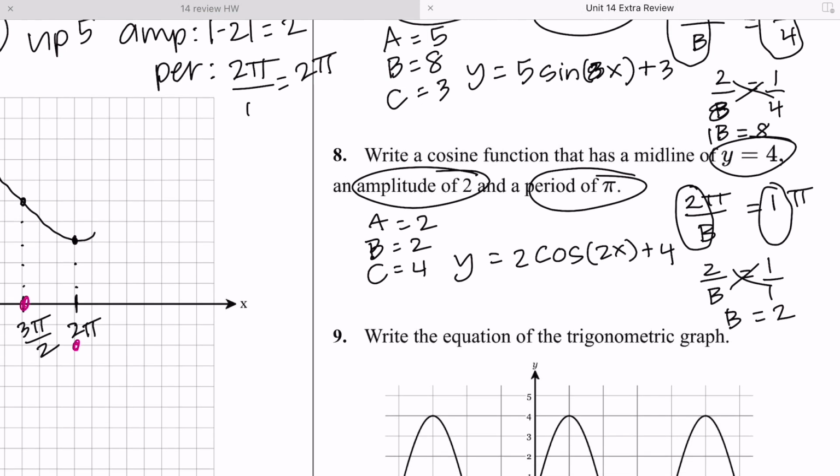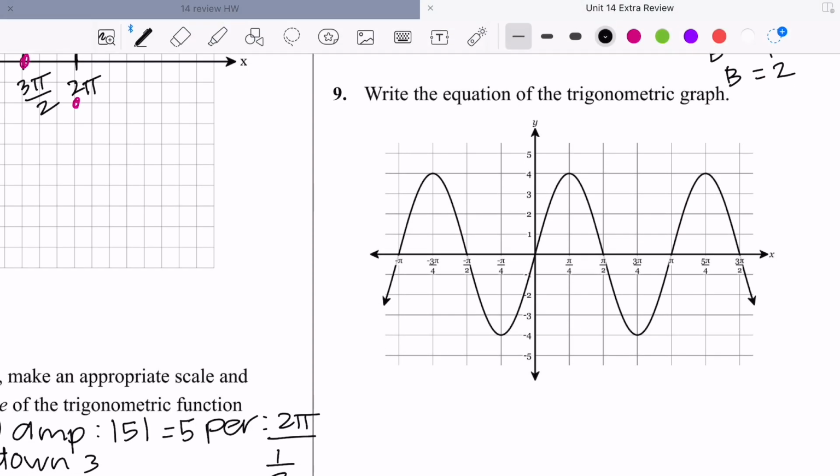Okay, moving on to one where you actually are given a graph. When we're given a graph, we want to find the midline, and there's that midline right there. So that tells me right away that C equals 0. And then this also is going to help me find my amplitude. So I can see that my amplitude is 4. And then the only other thing I have left to do is find the period.